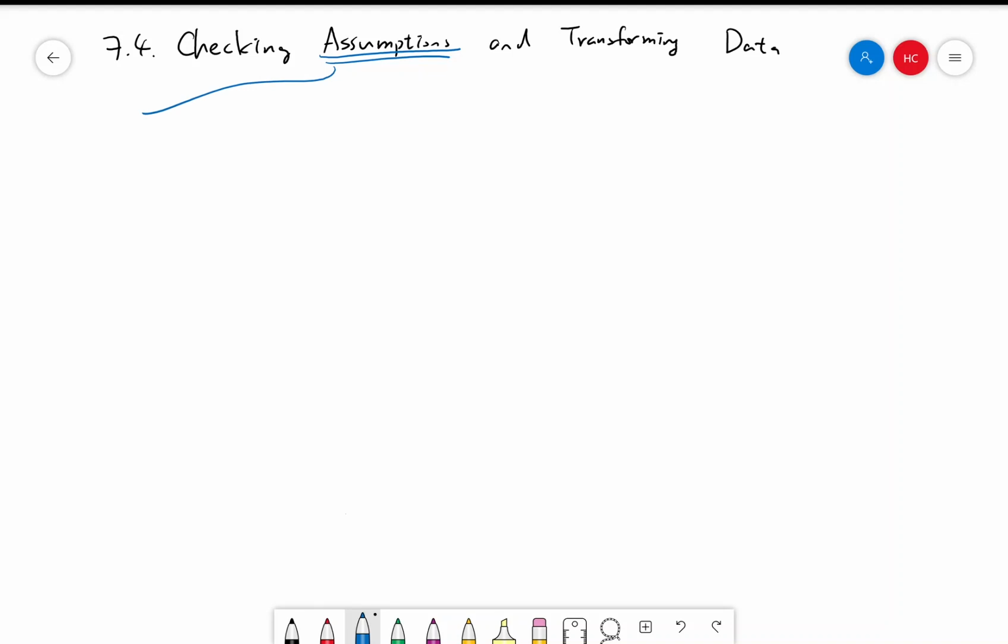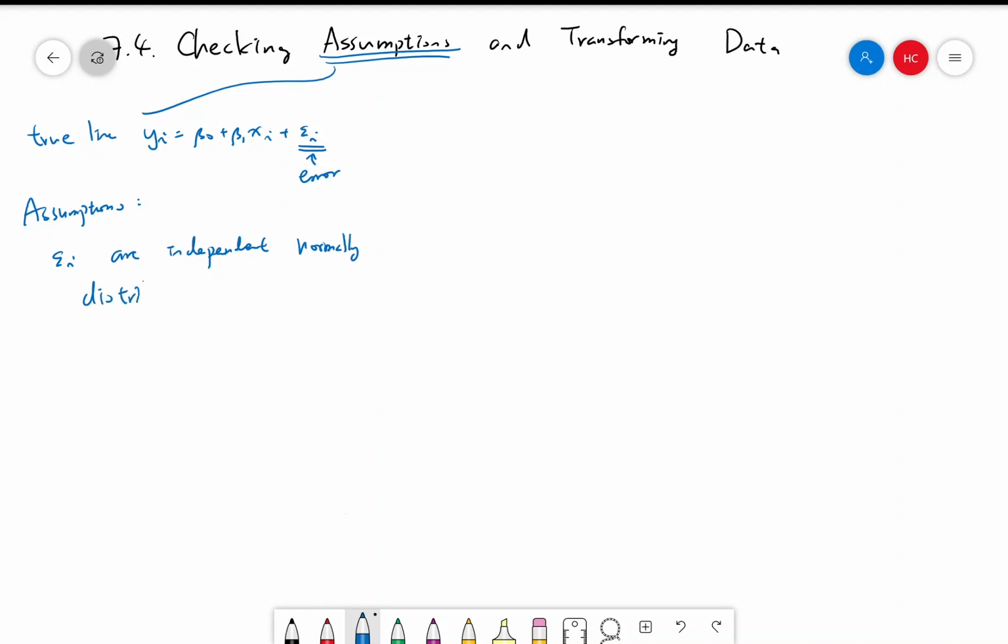So remember that the true line has the equation yi equals beta 0 plus beta 1 xi plus epsilon i, where epsilon i is the error. And the assumptions we're talking about are the assumptions on the errors. So the assumptions are that the epsilon i are independent, normally distributed, all with mean 0 and the same variance.